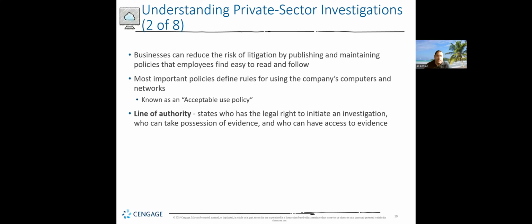Line of authority states who has the legal right to initiate an investigation, who can take possession of evidence, and who can have access to evidence. That usually falls under the IT department, normally, in terms of gathering stuff. If they have someone that handles that there, or a third party, they'll give them the line of authority. That's what that just means.